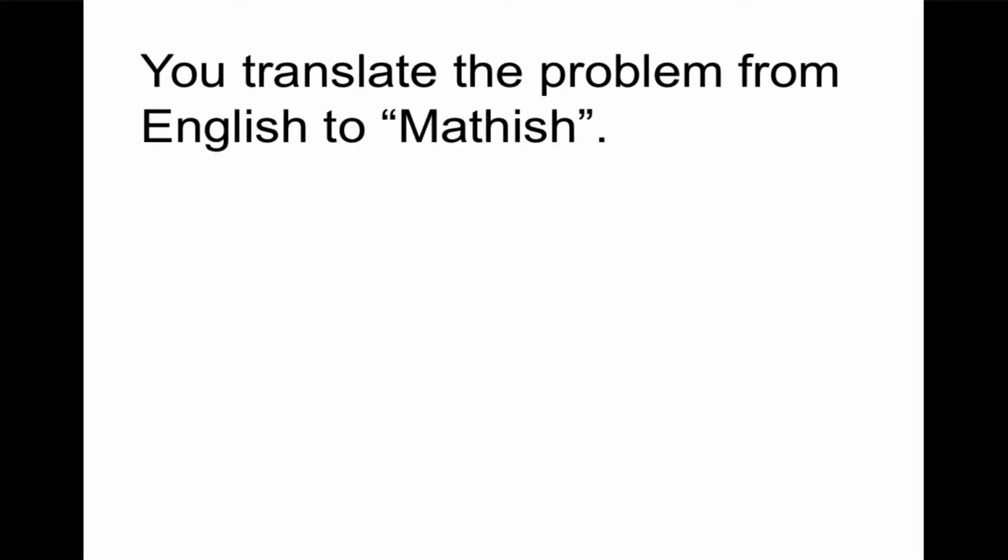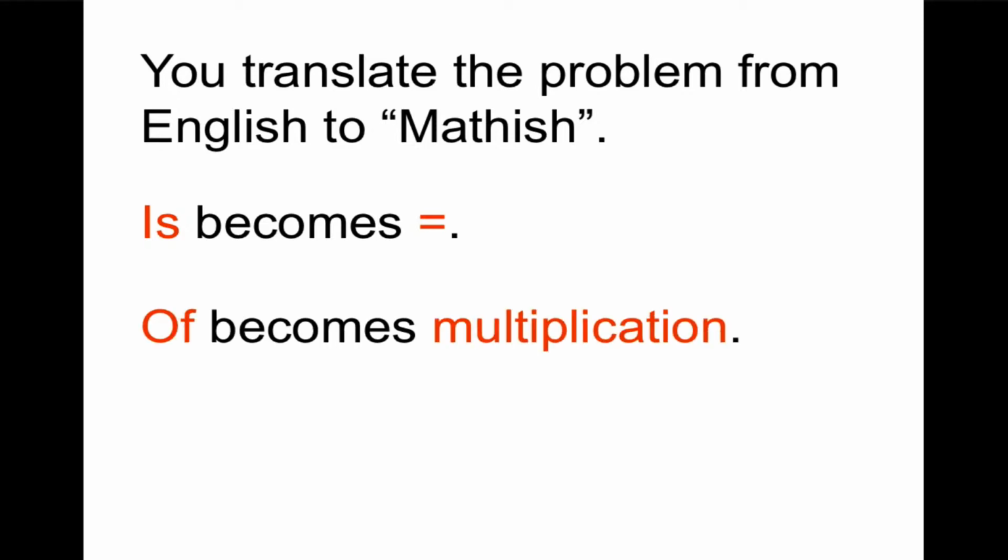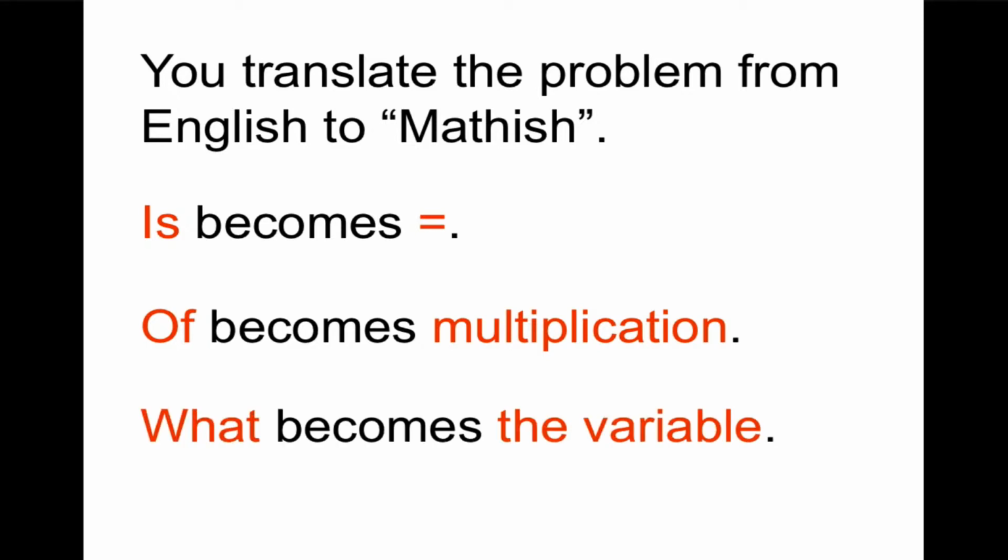You translate the problem from English into Mathish by using these clues. Is, from English, gets written as an equal sign. Of means you multiply. What becomes the variable. You can pick any variable, x or n.